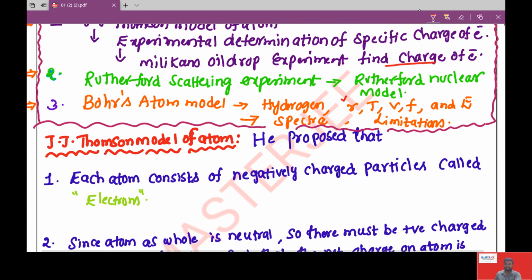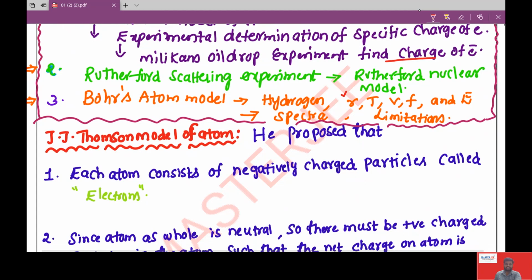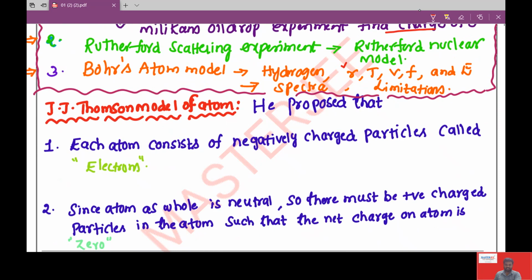In hydrogen spectra we have the Lyman, Paschen, Brackett, Pfund series, different series. What is the initial value and final value, and what is n1 and n2, and what is the maximum wavelength, what is the minimum wavelength, we'll find. Then the limitations in Bohr's model, we'll also discuss. So this is the broad outline of our atoms chapter. Now first one we'll see the J.J. Thomson model of atom.